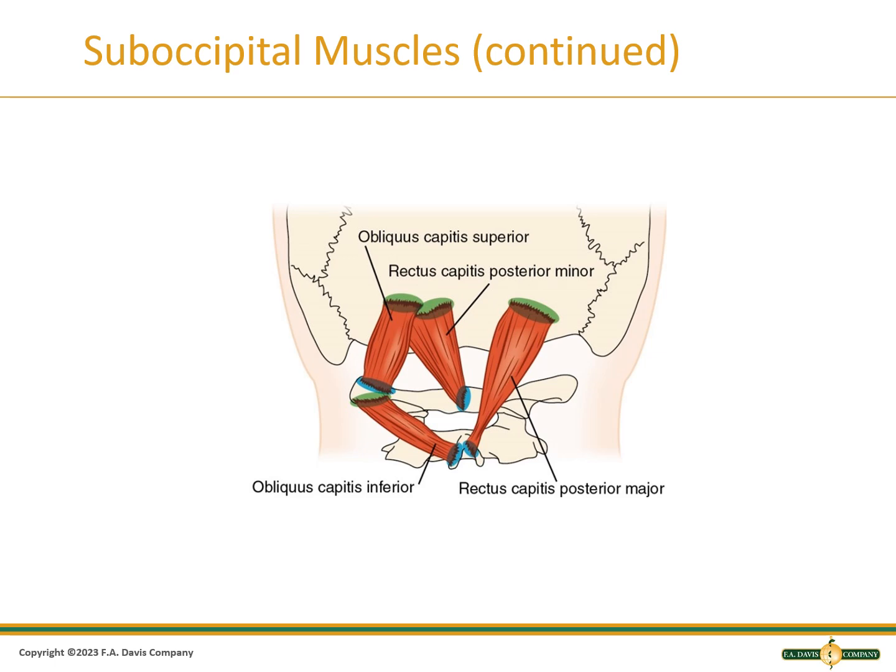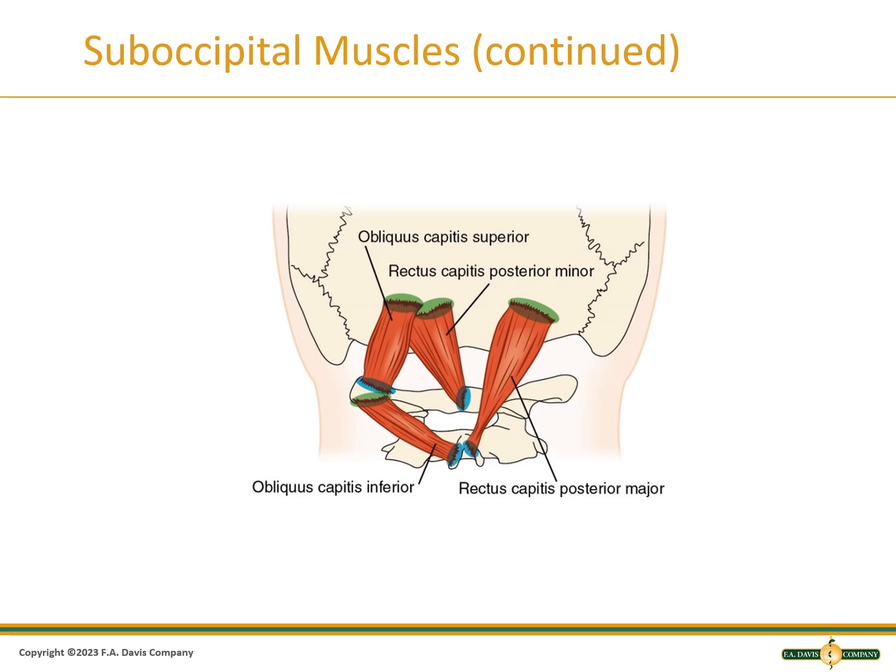So we can see here, just based on their location in the line of pull, obliquus capitis superior, running from the transverse process of C1 up to the skull, is going to produce extension with some lateral flexion. Rectus capitis posterior minor, coming from the posterior aspect of C1 up to the skull, is going to produce extension. Rectus capitis posterior major, coming from the spinous process of C2 up to the skull, is going to help contribute to some rotation of C2, but also primarily extension.